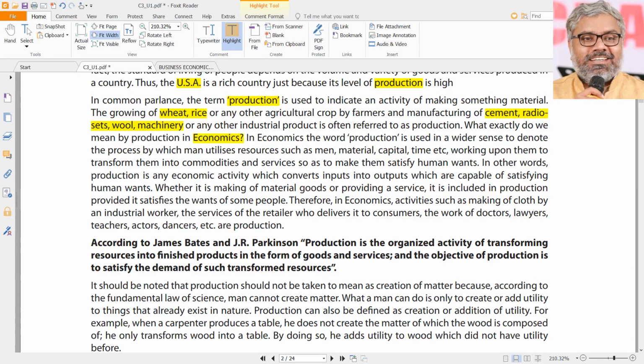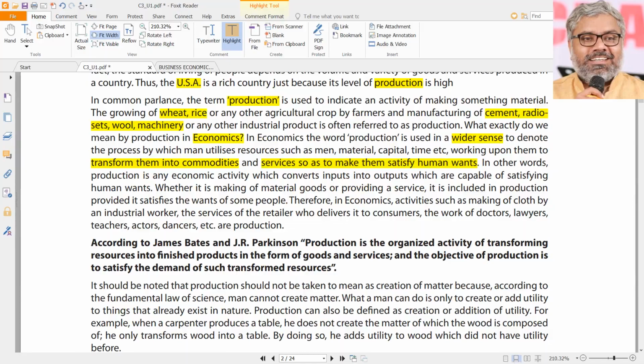The answer is no. In economics, the word production is used in a wider sense to denote the process by which people, meaning persons, utilize resources like man, material, capital, time, etc., and working upon them, transform them into commodities. Simply speaking, that's what production is considered as in economics. But once again, commodities, don't think only goods. That includes services also, which satisfy human wants. Both of them are considered production.